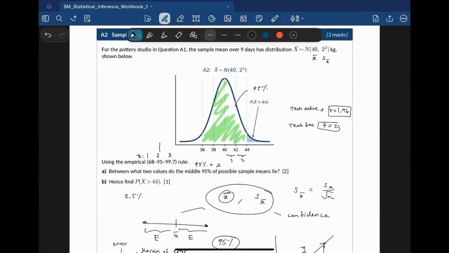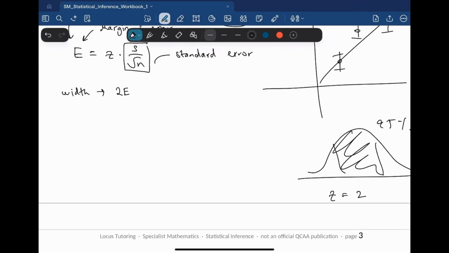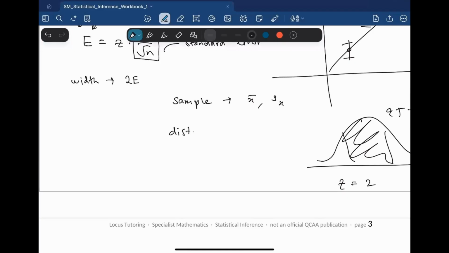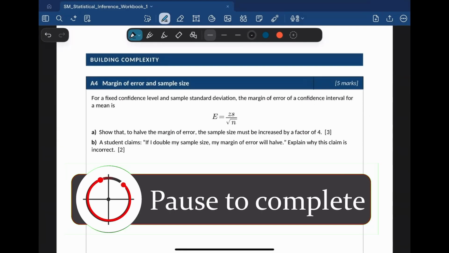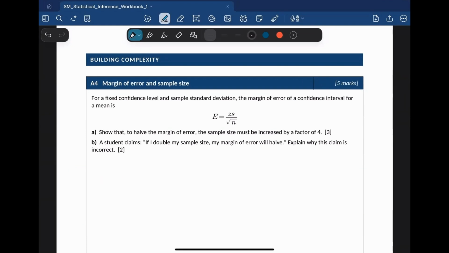So yeah, the main takeaway is to differentiate between the actual sample. If it's just one sample, then great, you get the mean, and you also get your sample standard deviation, and then the distribution. If you see x bar, that's what it is. Okay, we've got margin of error once again.